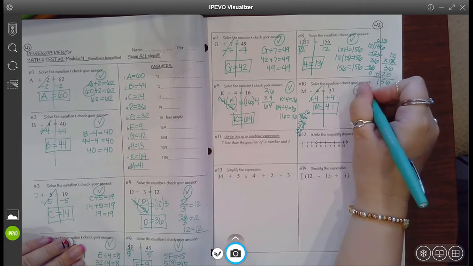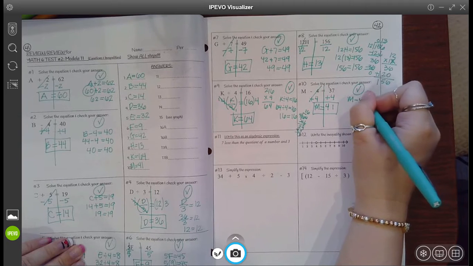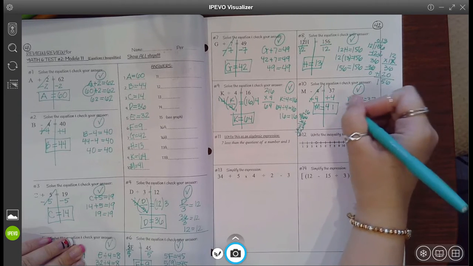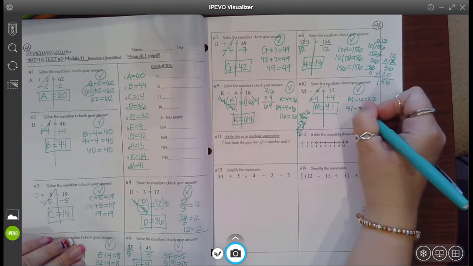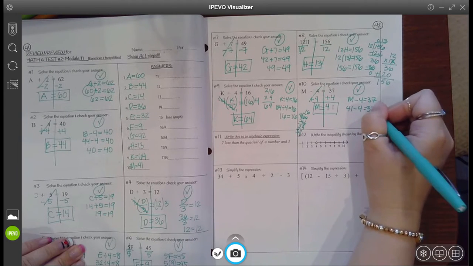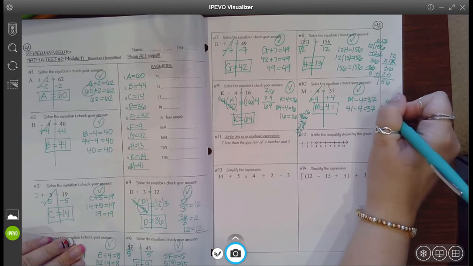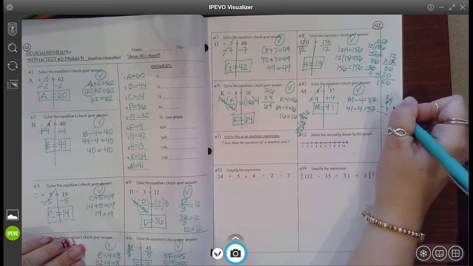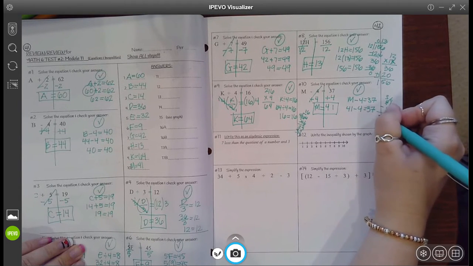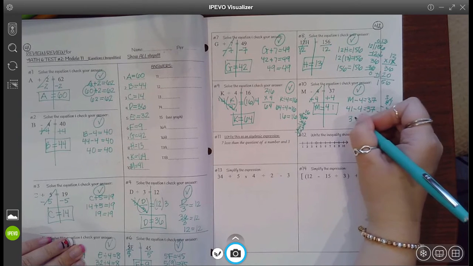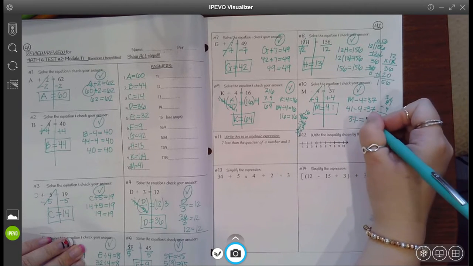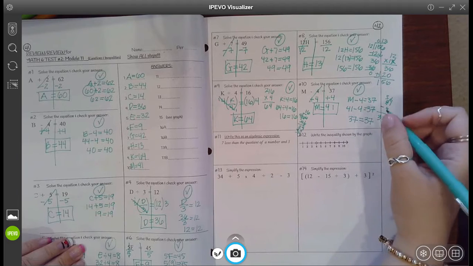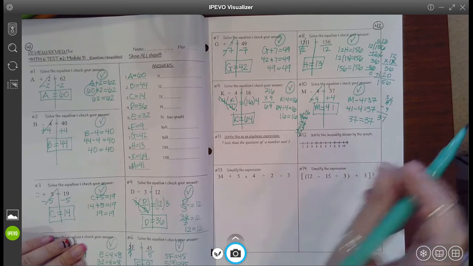And then let's check. M minus 4 equals 37. Plug in what you think the answer is. And let's see, 41 minus 4. If I were to simplify that, borrow. 11 minus 4 is 7. Bring down your 3, and you get 37. Bring down the equal sign. Bring down the 37. That's a true statement, so 41 was right.